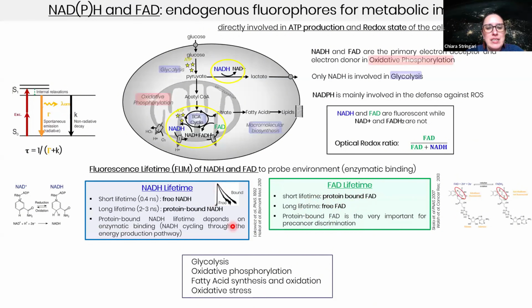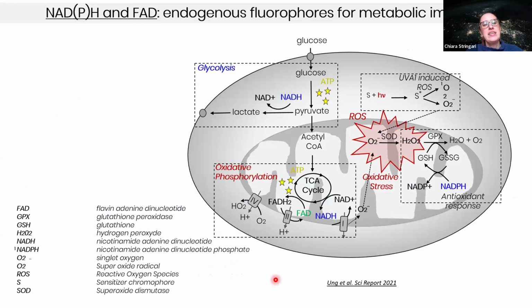And so by measuring the lifetime of these fluorophores, we can obtain information about different metabolic pathways like glycolysis, oxidative phosphorylation, but also fatty acid synthesis, oxidation, and oxidative stress. In the case of oxidative stress, we are mainly talking about NADPH, which is of course different from NADH, but I just want to point out that these two fluorophores are spectrally identical or very similar. And so we mainly talk about NAD(P)H because you are collecting signals from both of them.